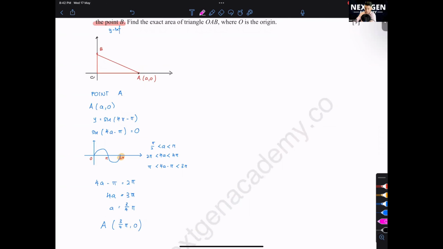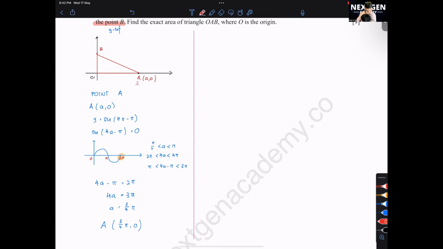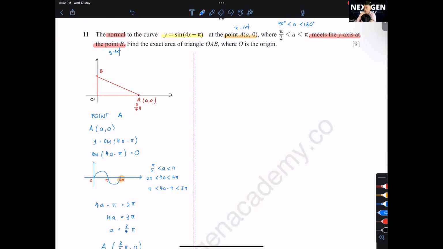You found your point A already, go and find your point B. So my a over here would be 3 over 4 pi. Point B. For point B, I need to find the equation of the normal first. So y equals sine 4x minus pi. To find the equation of normal, I need to find dy over dx. dy over dx will be 4 cos 4x minus pi.